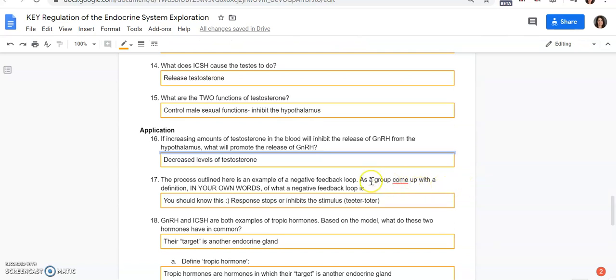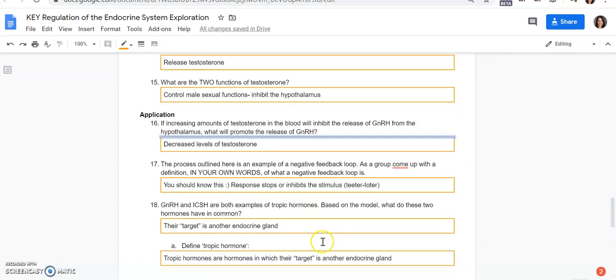It says as a group, so that should say individually, come up with a definition in your own words of what a negative feedback loop is. So this is something that we should know by now, hopefully. The response stops the stimulus, so it's like a teeter-totter. If the stimulus is increasing when it shouldn't be, the stimulus decreases, or if the stimulus decreases when it shouldn't be, then the response will bring it back to where it should be.